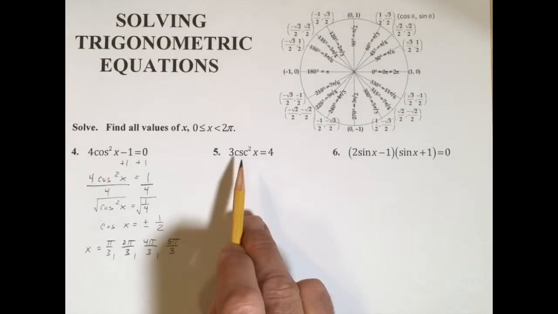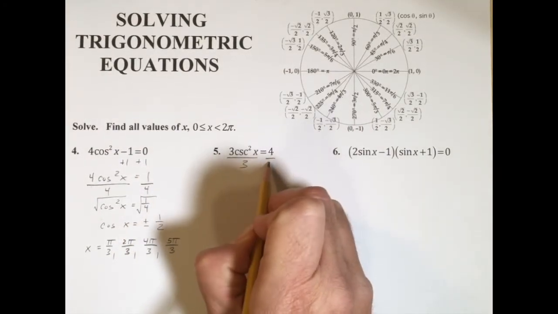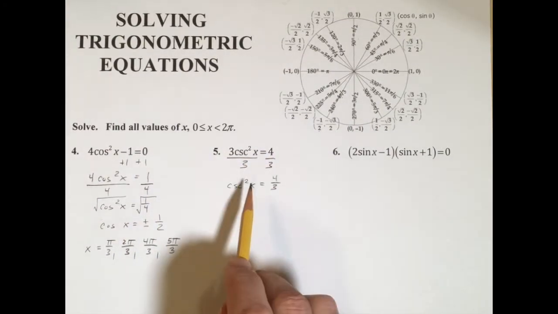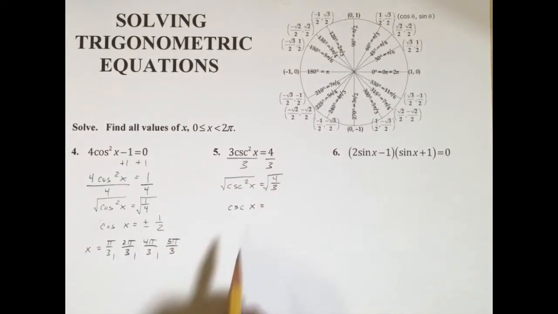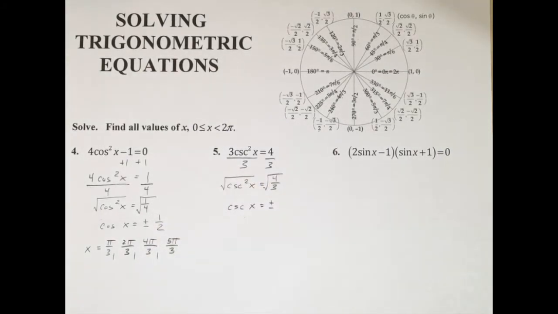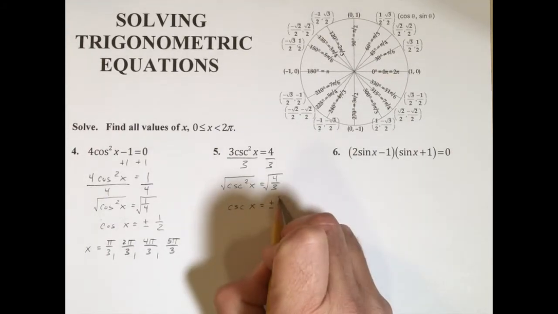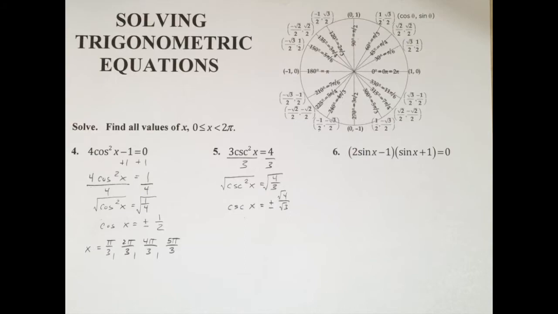In number 5, I'll isolate the cosecant x. Let me divide each side by 3. And once again, to undo the squaring, I'll square root each side. So cosecant of x equals the square root of 4/3. Let us not forget that it's plus and minus, and the square root of 4/3 would be the square root of 4 over the square root of 3. The square root of 4, of course, is 2. So we can say the square root of 4/3 is plus or minus 2 over radical 3.